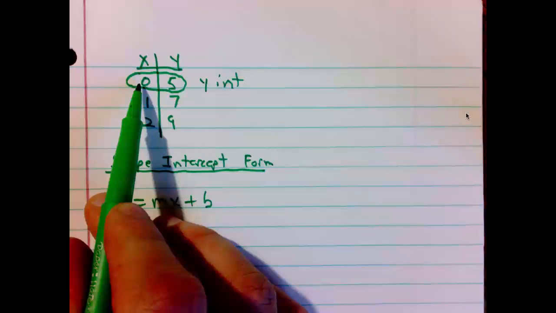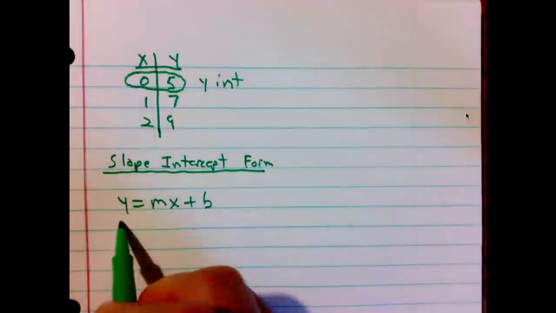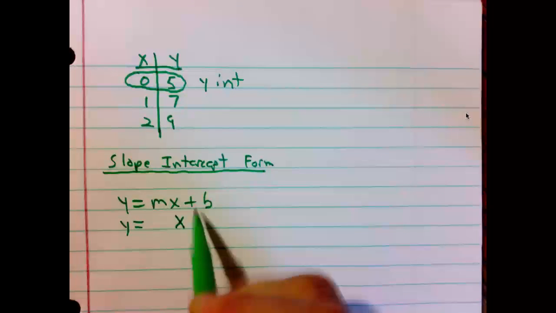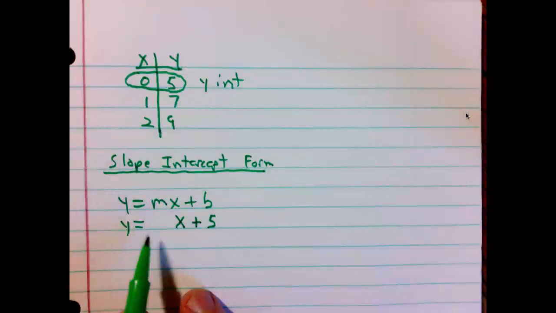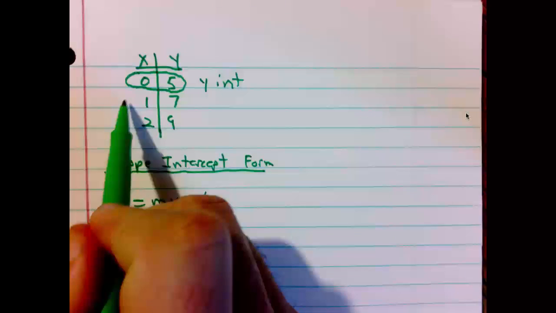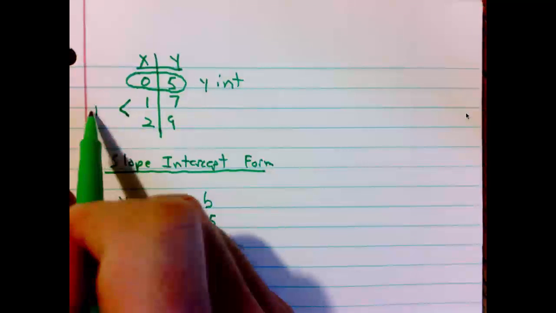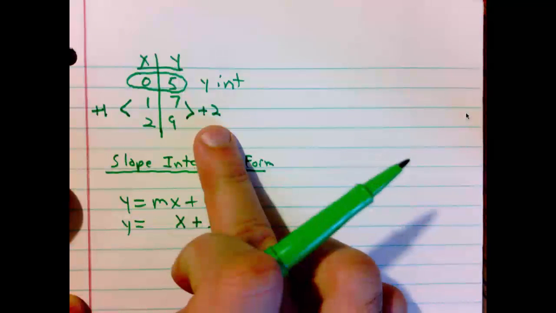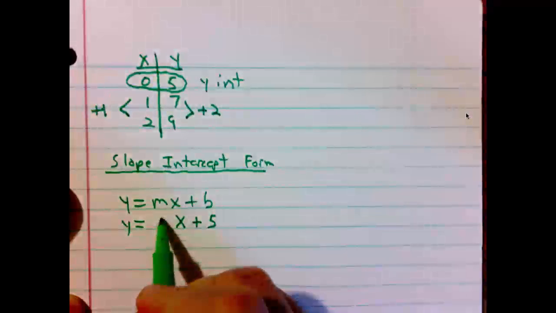Well, hopefully you see that this point here, 0, 5, is our y-intercept. I know that because the y-intercept is the point where the x value is 0. So y equals, I don't yet know what the slope is. I'm going to leave an empty space here, but I do know the y-intercept is 5. So now, what is the slope? Well, slope is defined as change in y over change in x. So I can look at that change between any 2 points. From 1 to 2, that's an increase of 1. From 7 to 9, that's an increase of 2. 2 divided by 1 is 2. The slope in this case is 2.